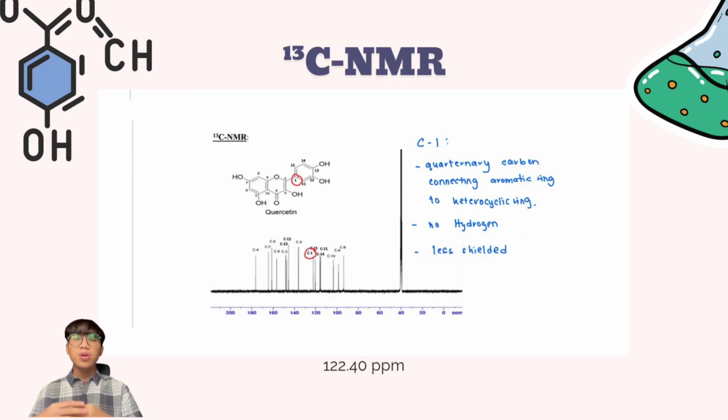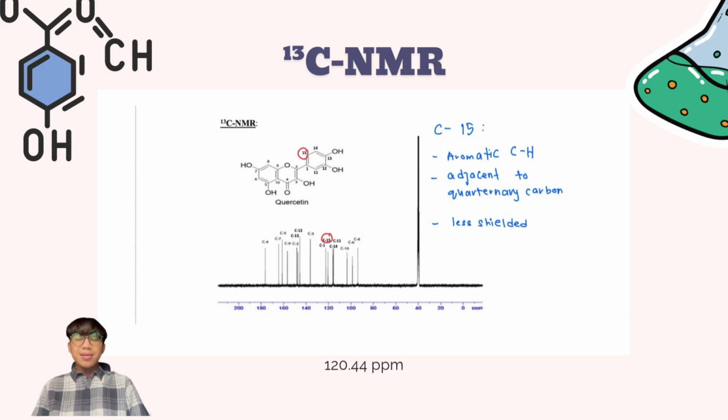This carbon has no hydrogen, making it less shielded than the other aromatic carbons due to its low electron density, and the chemical shift appears at 122.4 ppm. Carbon number 15 is the aromatic carbon that is adjacent to the quaternary carbon. This carbon has hydrogen that provides electron density, making it more shielded than carbon number 1. The chemical shift appears at 120.44 ppm.